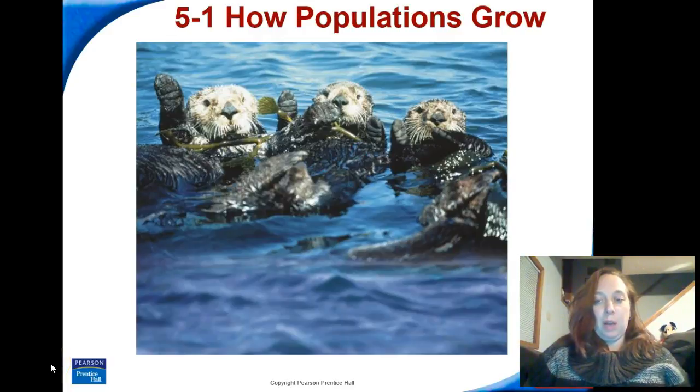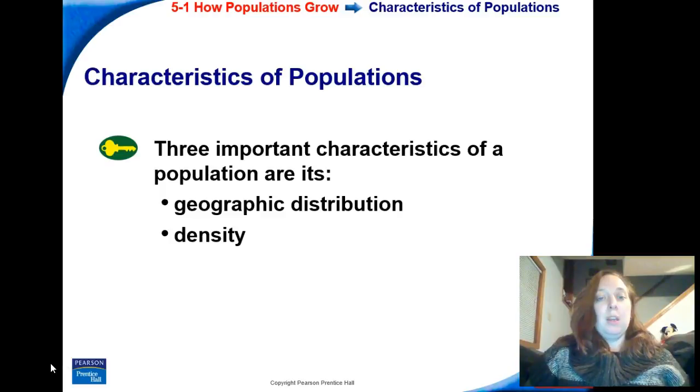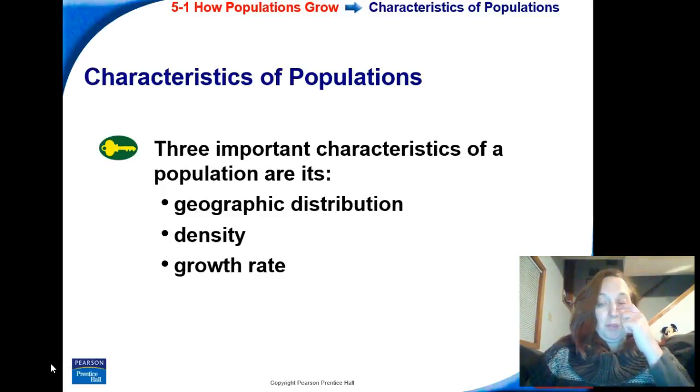So we're going to take a look at how populations grow. So definitions first. Population, remember, is when we're looking at the number of species found within a specific area. There are 3 characteristics we look at. We'll go into each one of them a little bit more in depth.